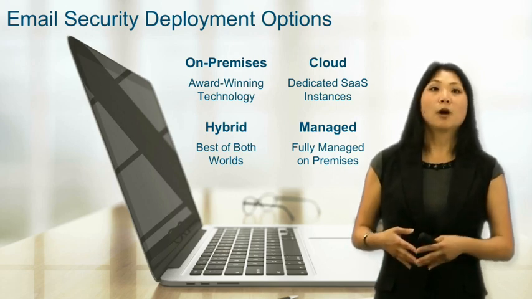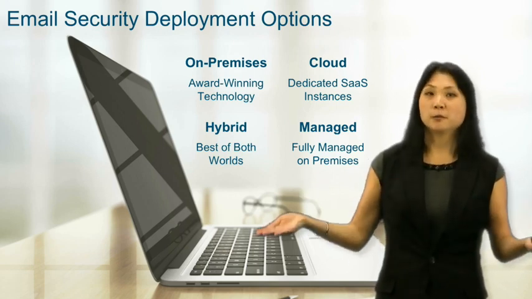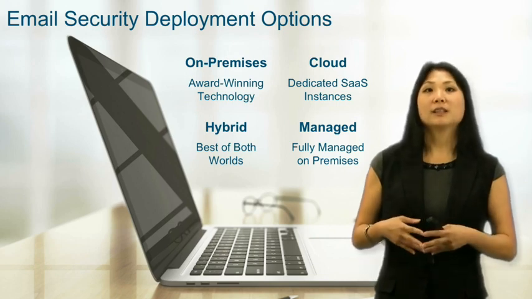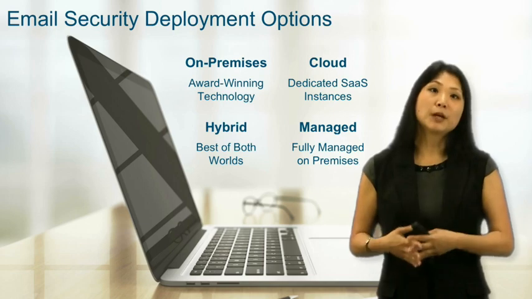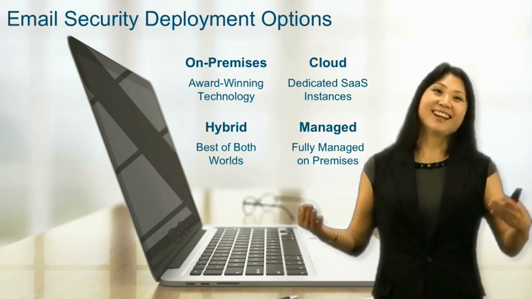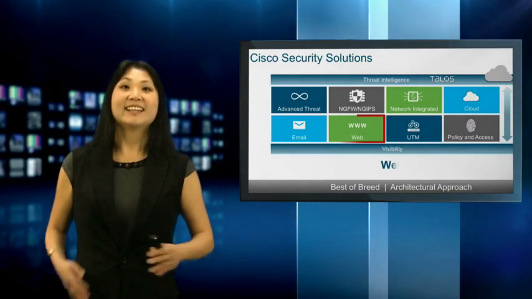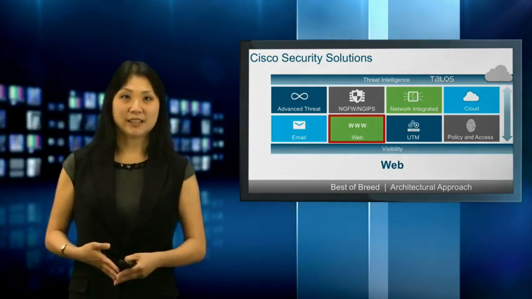There are options for on-premise deployments for a physical or virtual appliance. There's also a cloud option that delivers email security as a service, as well as a hybrid option that combines both on-premise and cloud. Another area that needs to be specifically protected is web traffic.